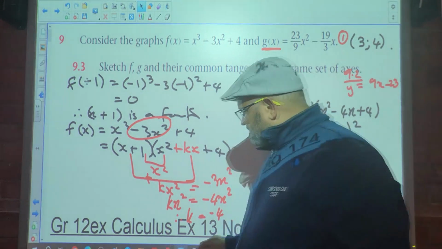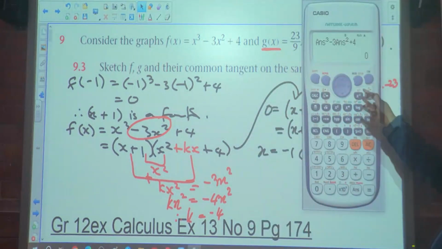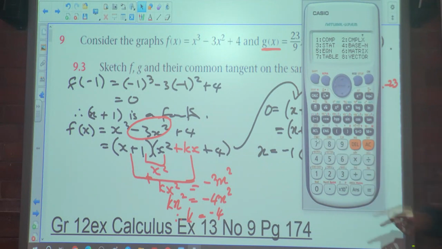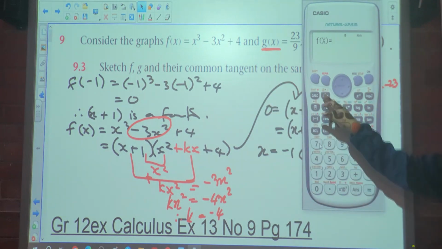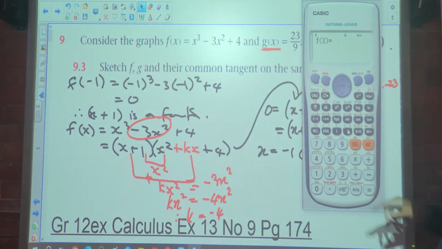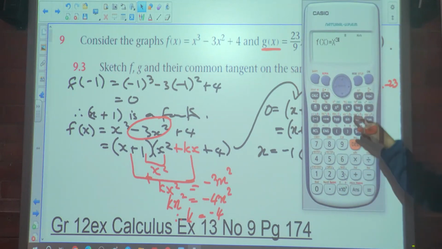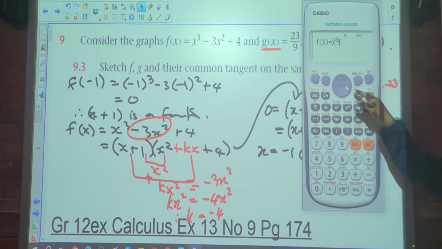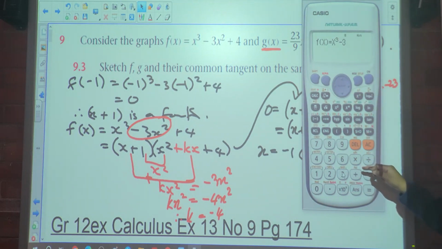As I said, I'm going to show you another way we could have done the same thing. We could have set up a table. So now we're going to enter this into the calculator. It's going to be x cubed minus 3 x squared. So it will be alpha squared.